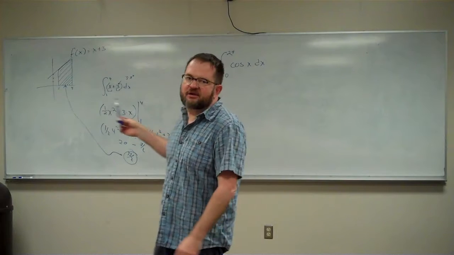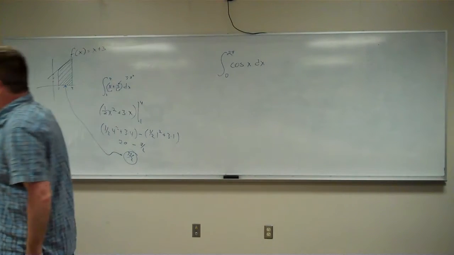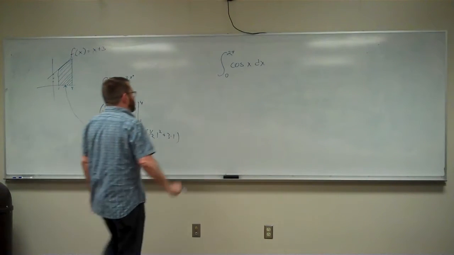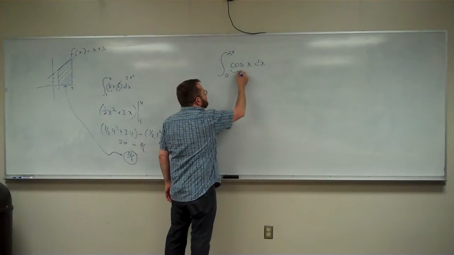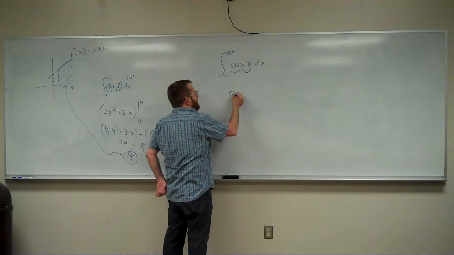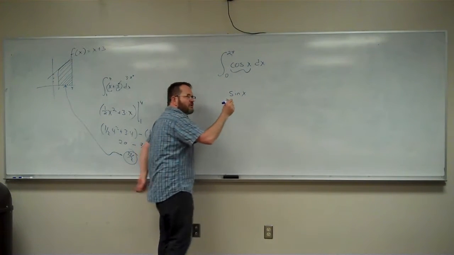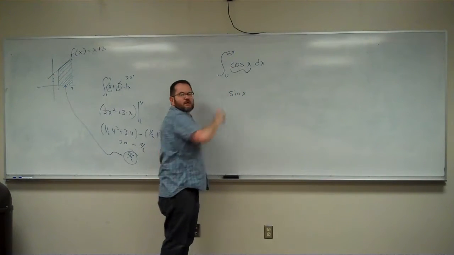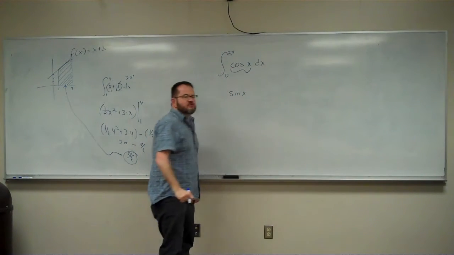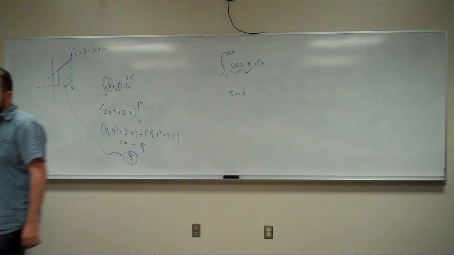We had this back in... What was the antiderivative of cosine? Do you ever remember? Sine. Yep. So the antiderivative of this is sine of x. Remember how we know that? Because this thing's derivative is this one. Fundamental calculus keeps sneaking up on us.